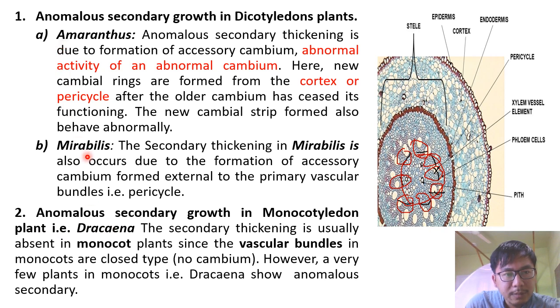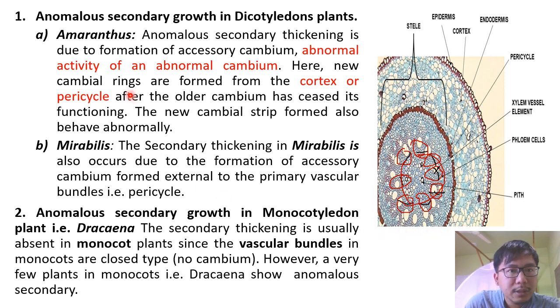Amaranthus and Mirabilis are dicot plants. Dicots are under angiosperms. Angiosperms are flowering plants and they produce seeds. Dracaena is also under angiosperms, but it is included under monocots. That means monocot plants also produce flowers, but they have one cotyledon, as in the grass family or in maize. Here we'll be studying Dracaena. So this is a normal tissue representing the secondary growth.